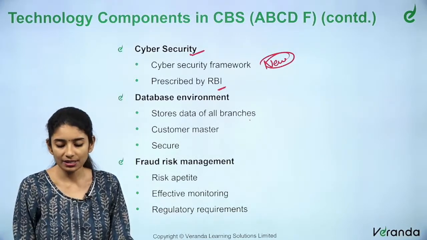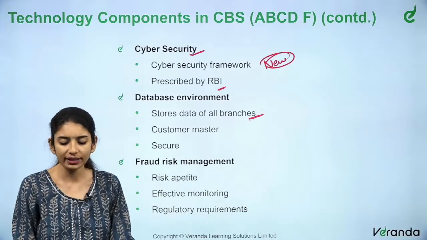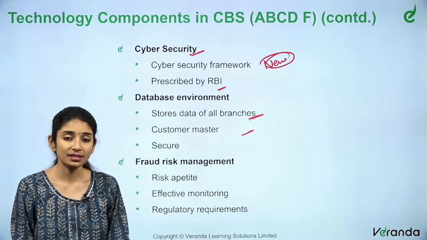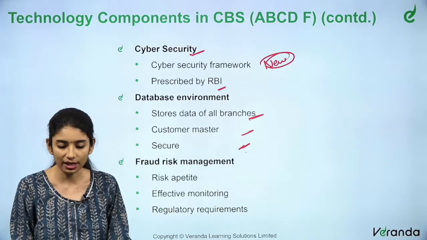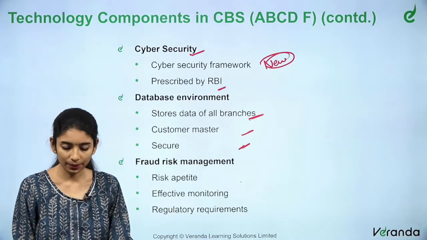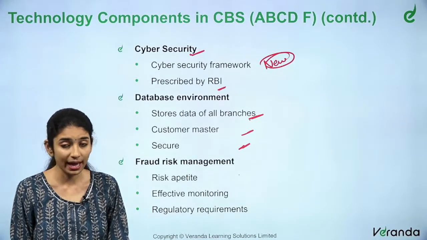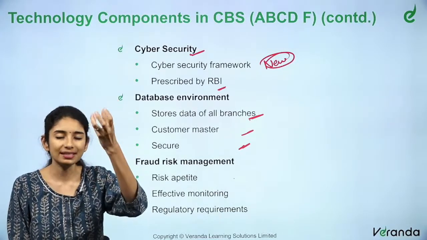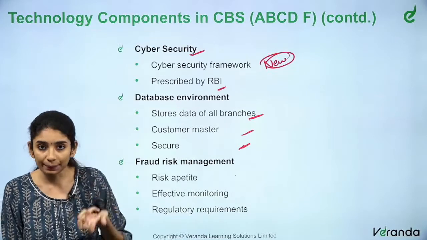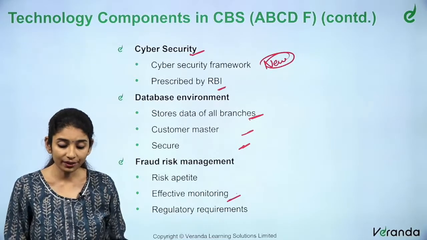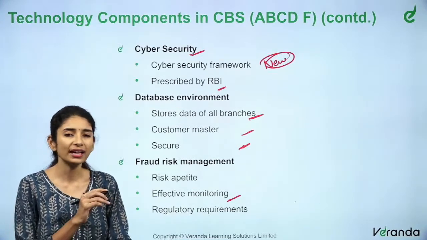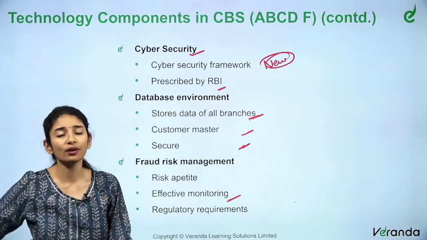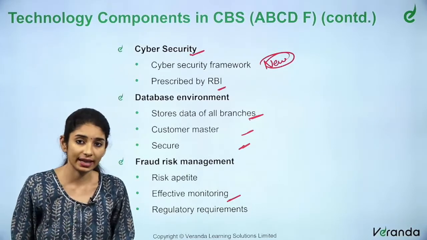D is for database environment. It stores all the data of the branches, customer masters, so it has to be very secure. Fraud risk management: I have to check my risk appetite and bring controls in place so that my risk is reduced to an acceptable level. Effective monitoring is required, and banks have a list of regulatory compliances that they have to follow.